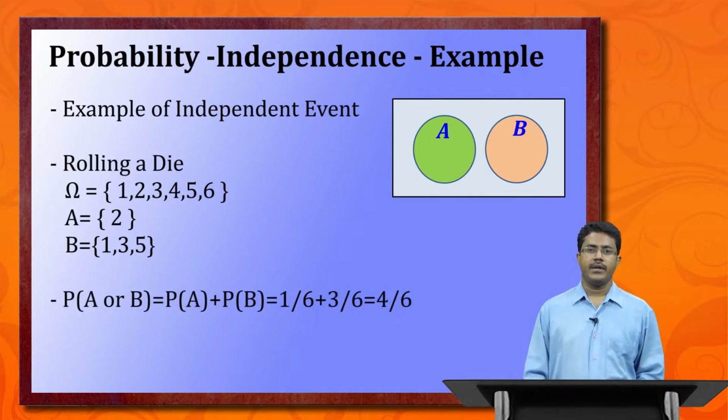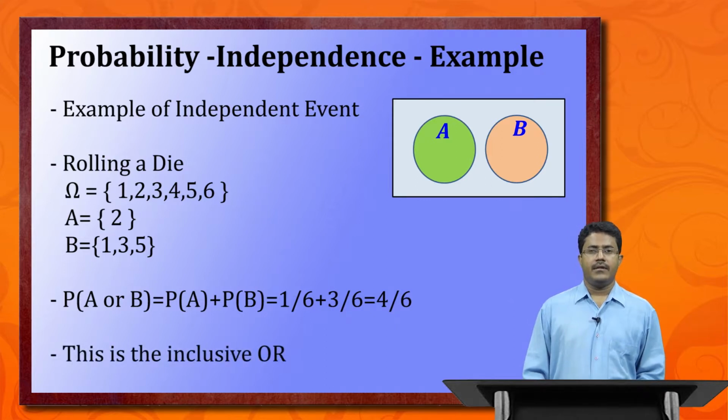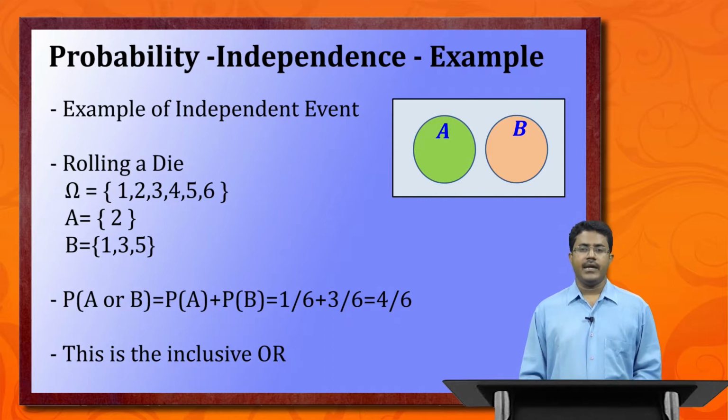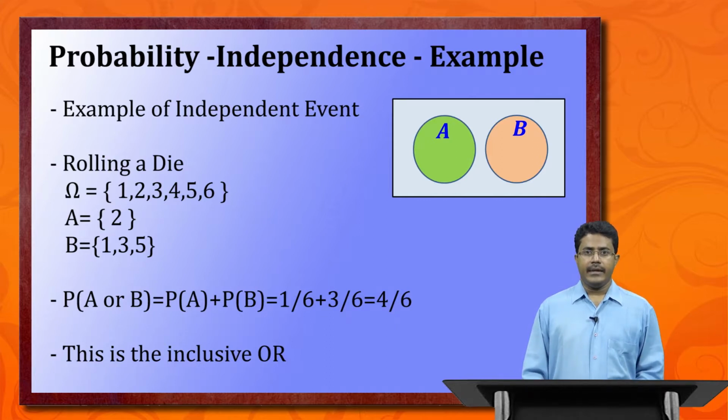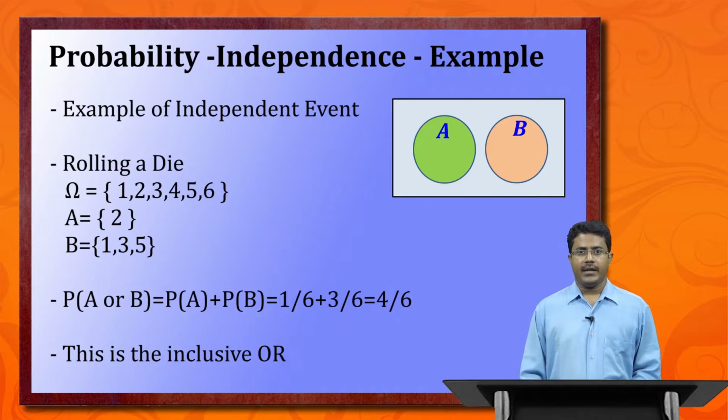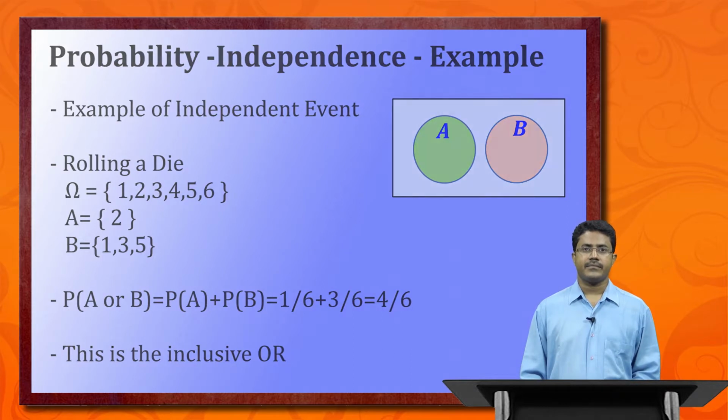What is the chance of getting A or B? It is P(A) plus P(B): 1 by 6 plus P(B), 3 elements, so 3 by 6, that is 4 by 6. In this case we are saying OR, but this is an inclusive OR, because it should actually be P(A and B). In English, or is either A or B, but in actual probability, A or B means A and B. We have to consider this.